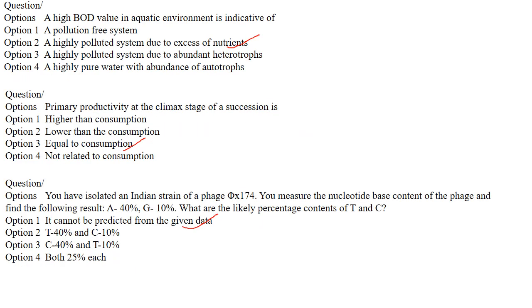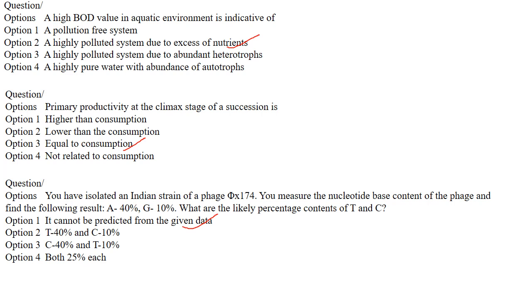A high BOD value in aquatic environment is indicative of a highly polluted system due to excess of nutrients. Primary productivity at the climax stage of a succession is equal to consumption.